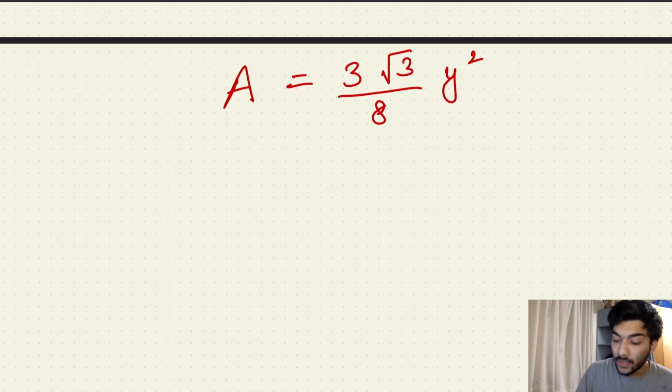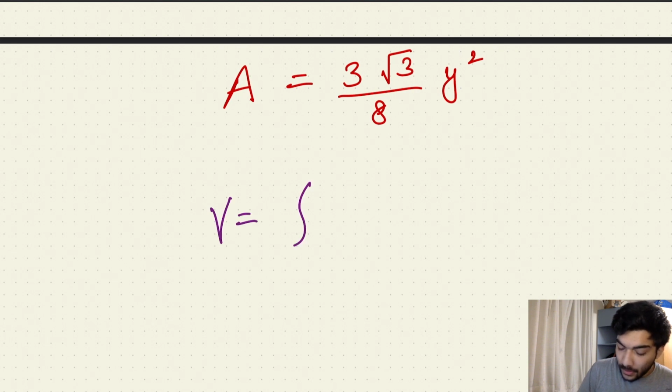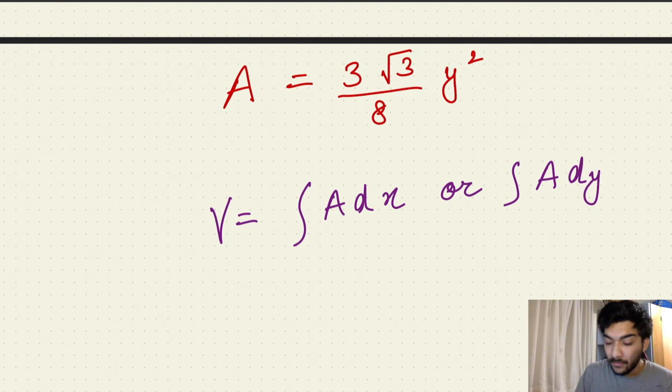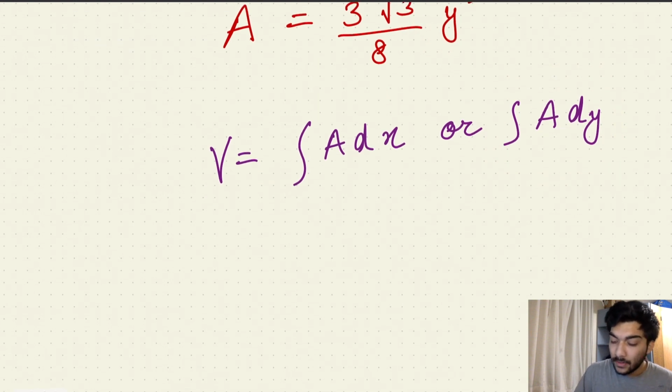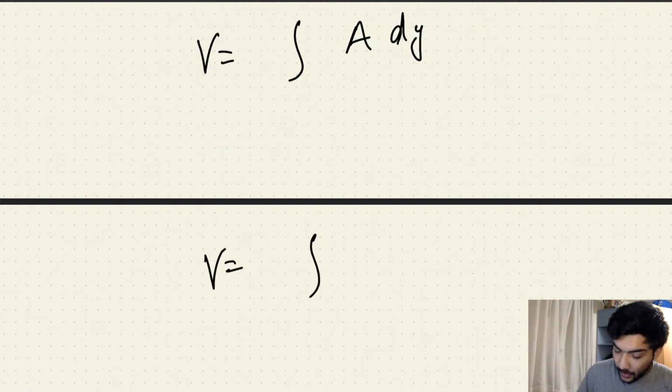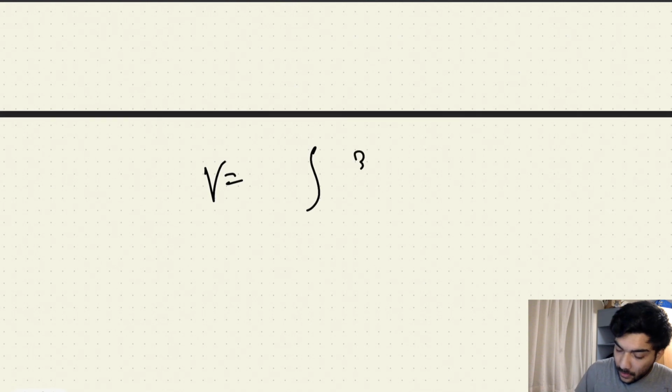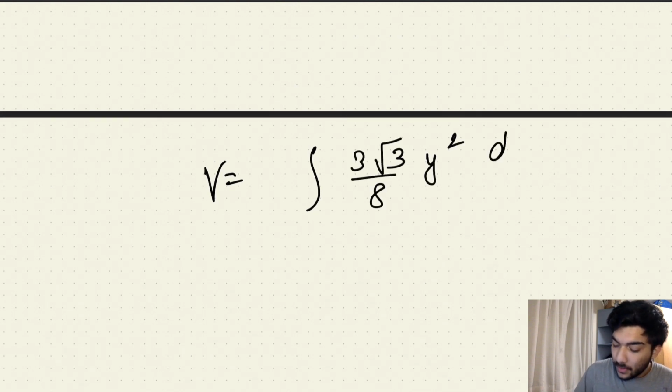So now you have the area of your areal strip. In order to calculate the volume of the region formed by your areal strips, you will have to calculate either integral A dx or integral A dy, depending on which variable you have for the area representation of your areal strip. Since in this case we have the variable y, we'll take integral A dy. Your area is 3 root 3 by 8 times y squared, with dy. The only thing left in order to calculate the volume is your endpoints, from y equals something to y equals something.